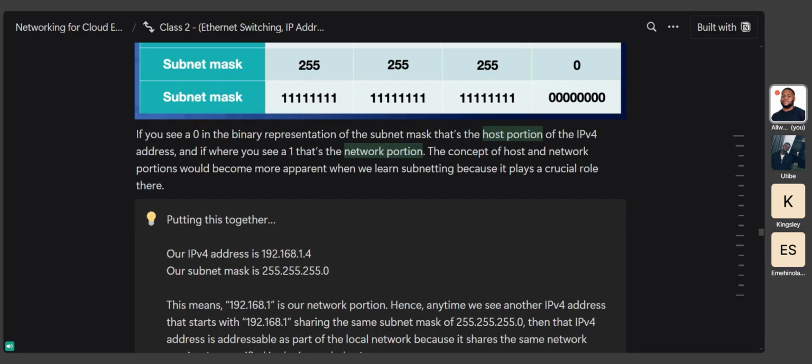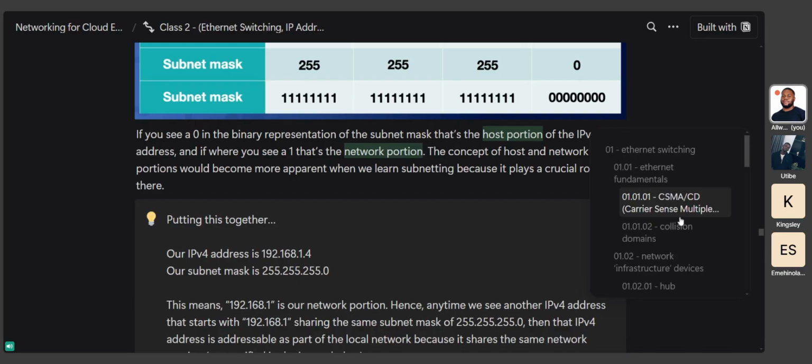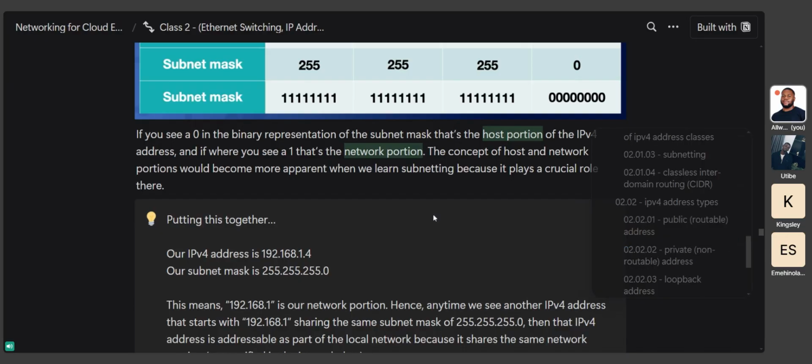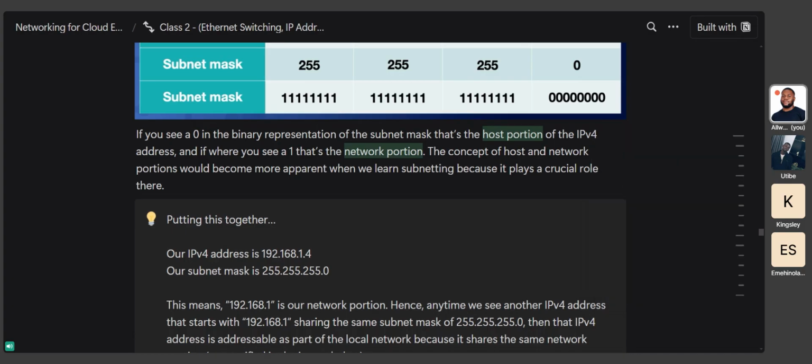We are not going to learn about subnetting yet, because that's something that we're going to talk about in the future, in our next class.